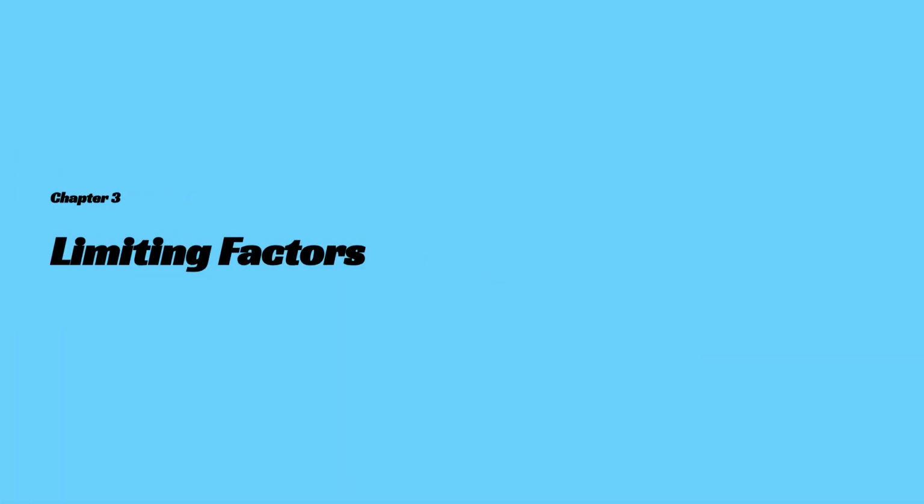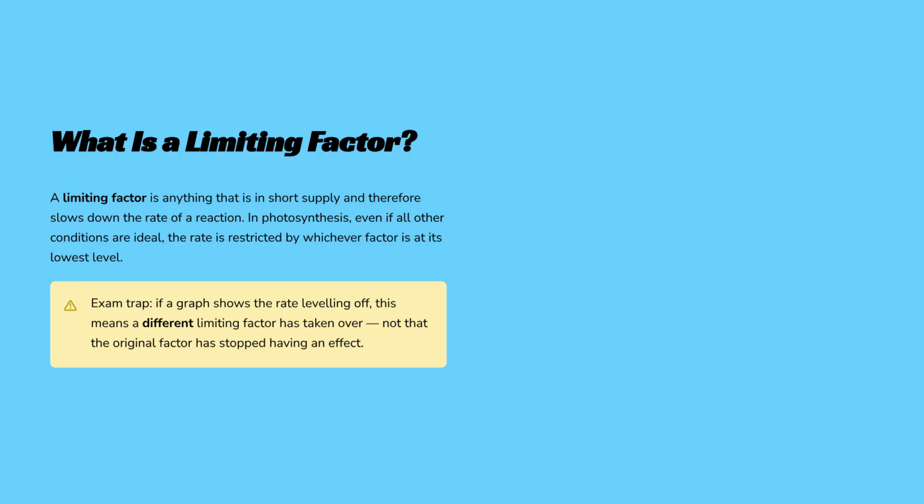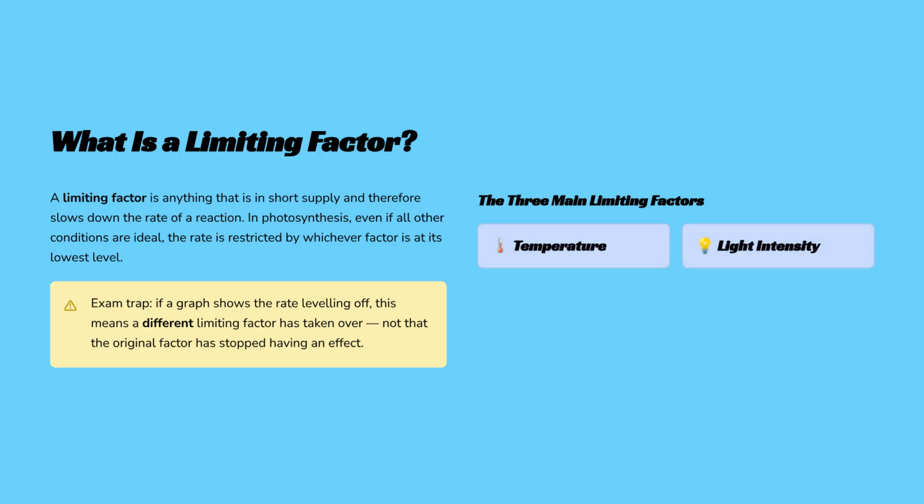Chapter 3, Limiting Factors. We will explore the factors that control how fast photosynthesis can occur, a popular topic for exam questions. A limiting factor is anything in short supply that slows the rate of a reaction. In photosynthesis, the rate is restricted by the factor at its lowest level. The 3 main limiting factors are temperature, light intensity, and carbon dioxide concentration.